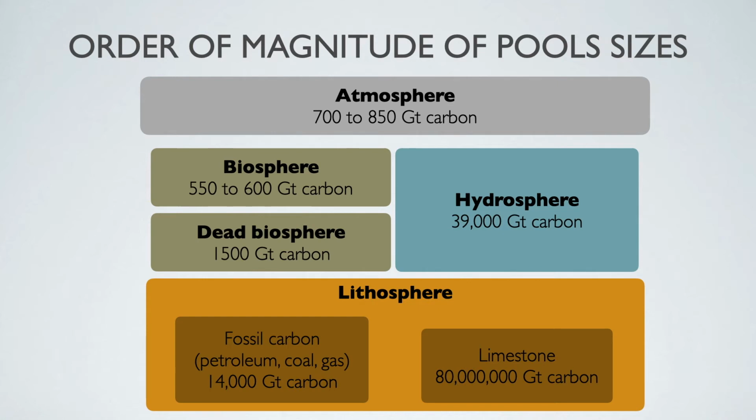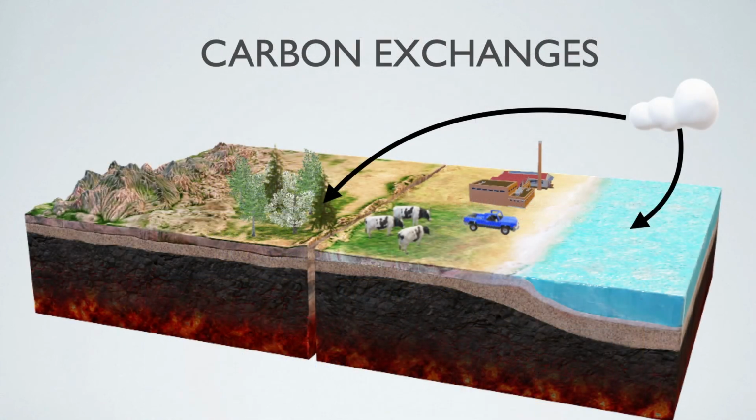These pools are of varying orders of magnitude. The most important is the lithosphere, containing more than 80 million gigametric tons of carbon. The hydrosphere is the second largest reserve, followed by the biosphere, and finally, the atmosphere containing about 700 to 850 gigametric tons of carbon. We can summarize these exchanges between the pools the following way.